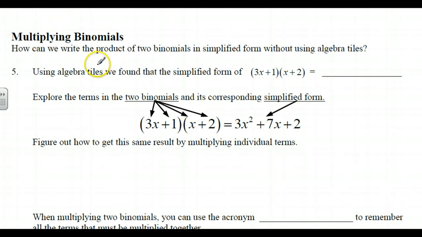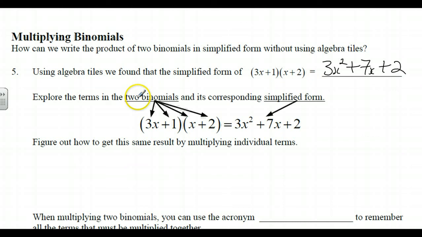Okay, back to the worksheet. Multiplying binomials. How can we write the product of two binomials in simplified form without using algebra tiles? So using algebra tiles, we found that 3x plus 1 times x plus 2 was 3x squared plus 7x plus 2. You can go back and look it up, you'll see that.